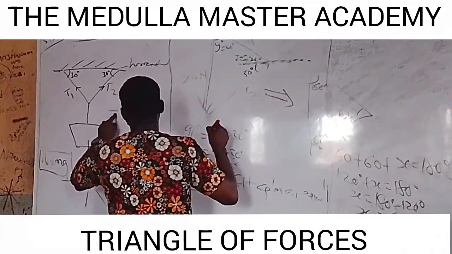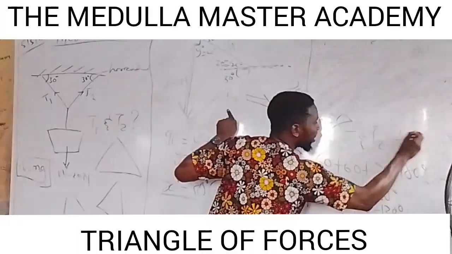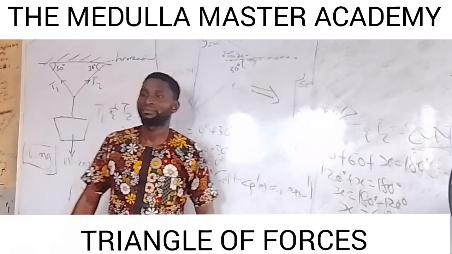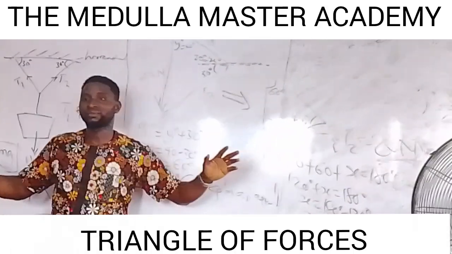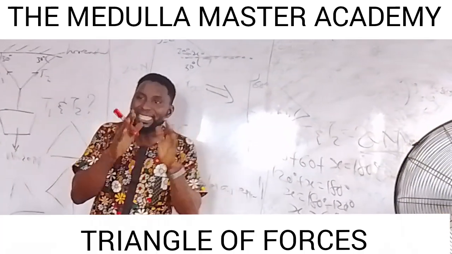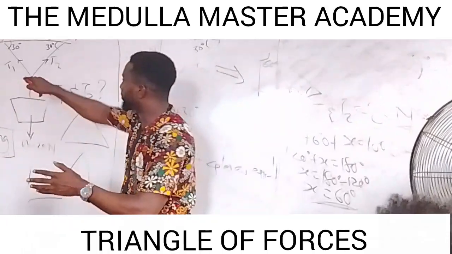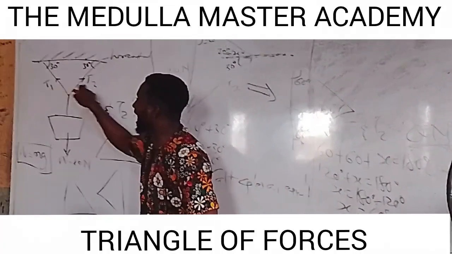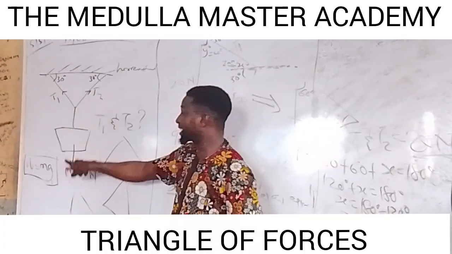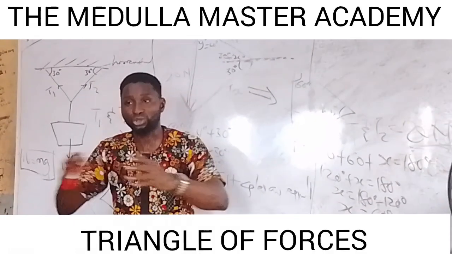Therefore, my T1 and T2 will be equal to 20 newtons. Simple. That is how we got T1 and T2. The tension with which this one is held is 20 newtons, this one is 20 newtons, and this one here is also 20 newtons. An equilateral triangle.